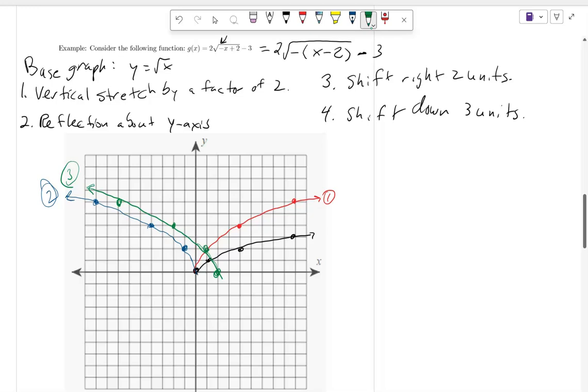And then lastly, what do we need to do? Shift everything down 3, right? So the green one goes down 3 units. So down 3 units is here. 3 units is 1, 2, 3 here. And again, it should have the same shape. Just shift it down. And so this one's the final.